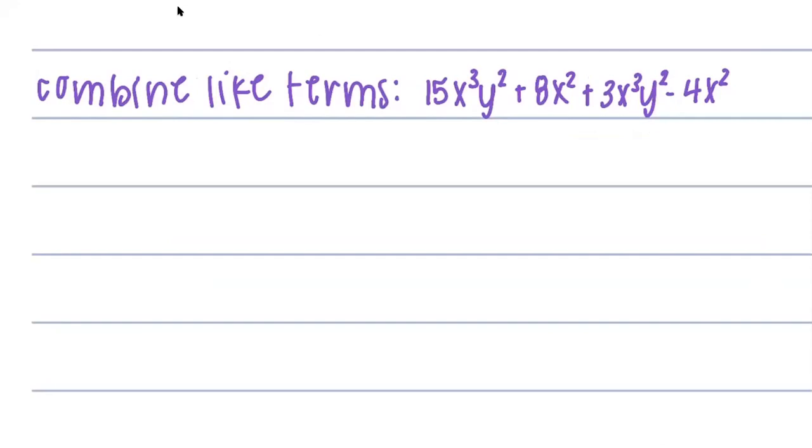I didn't understand the question. What does like terms mean? So if you see like 2 A's, like 4A plus 2A, you can combine the A's, right? Okay, you understand? Okay.